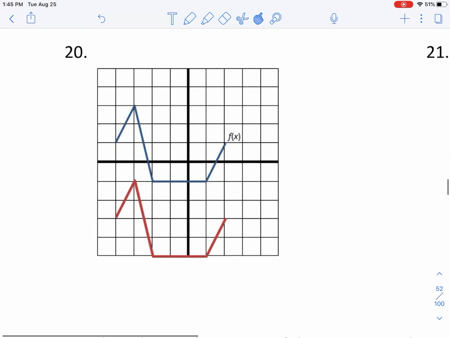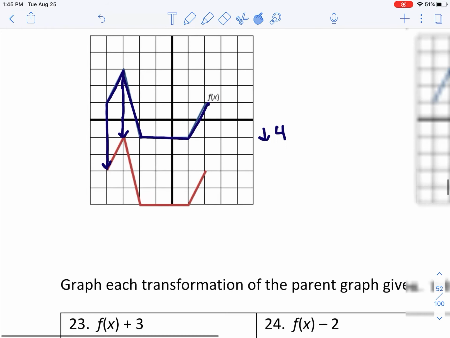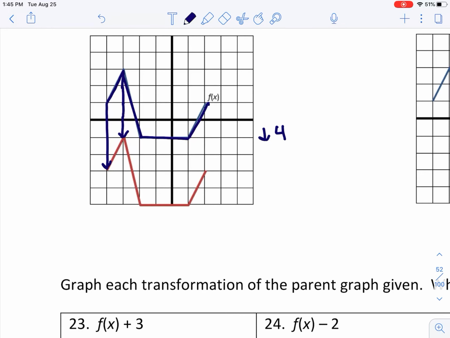So then when I look right here, the blue is my original, the red is what I shift to, and so they want to know how did I shift my graph? How did I transform my graph? And it just moves straight down. How far does it move down? 1, 2, 3, 4. So we're going to go ahead and write down 4. We're also going to practice writing our own equation. So we're going to say f of x minus 4.